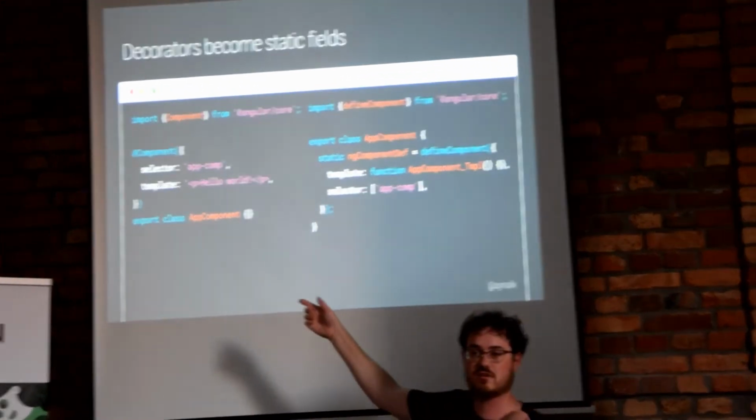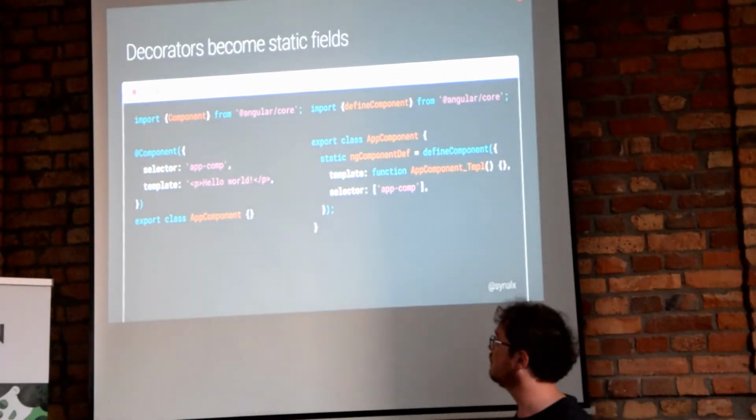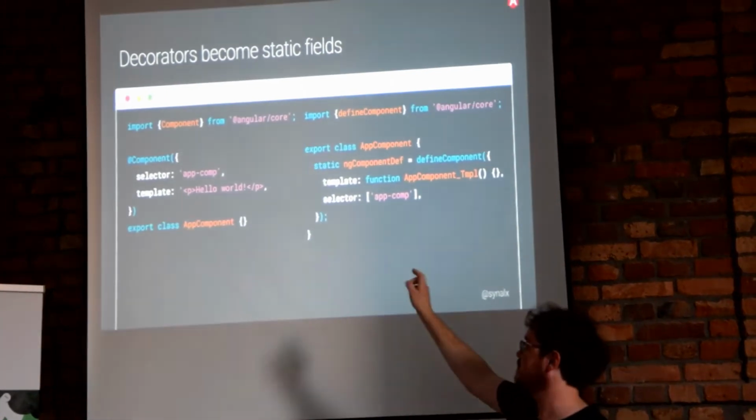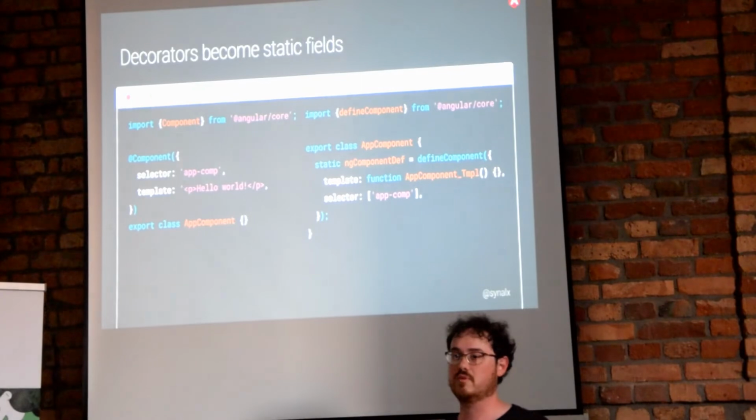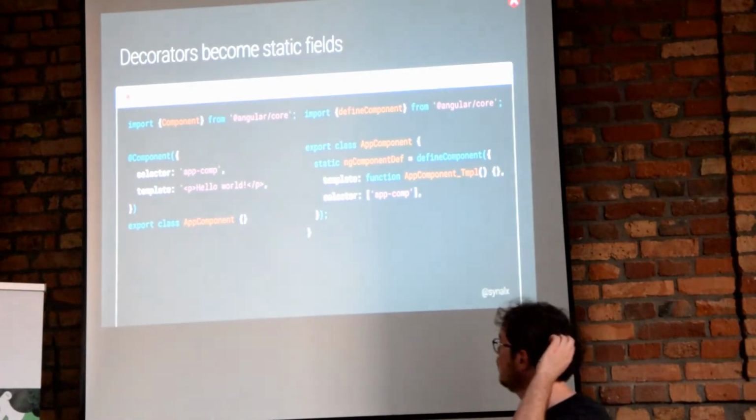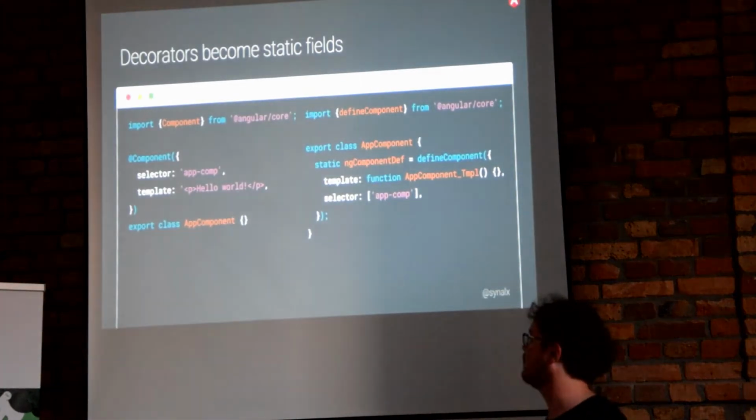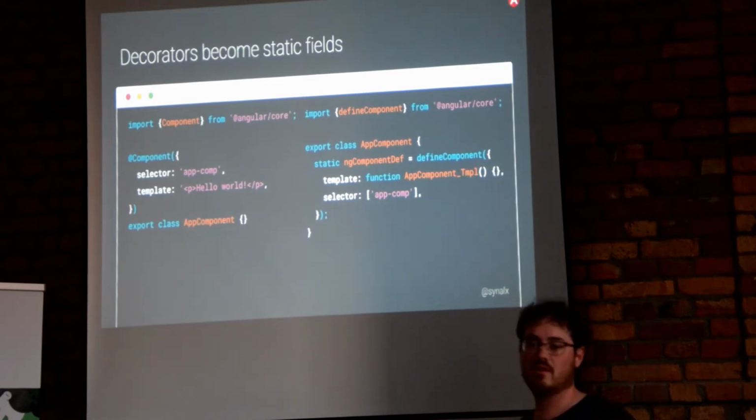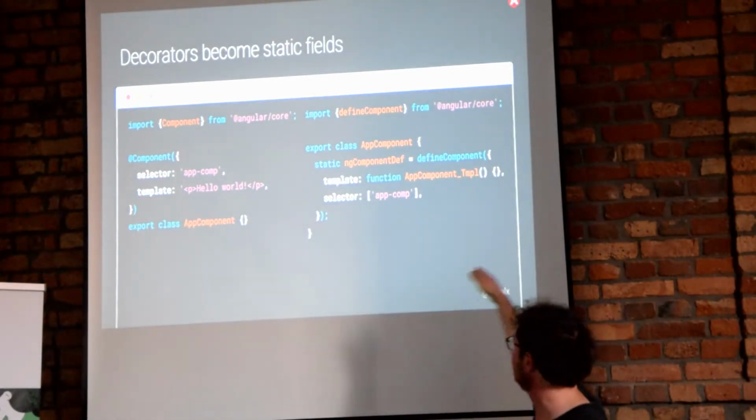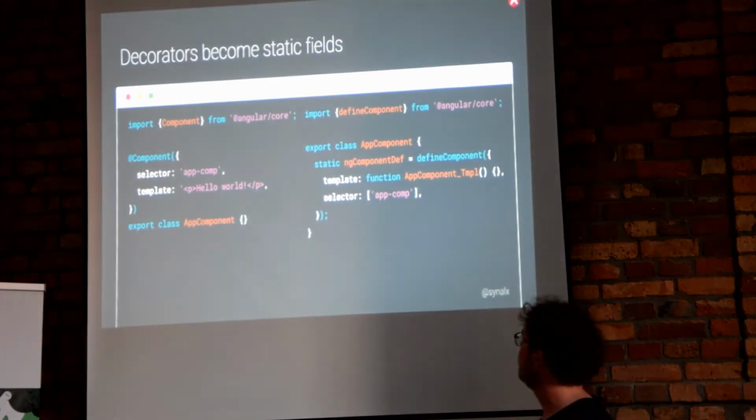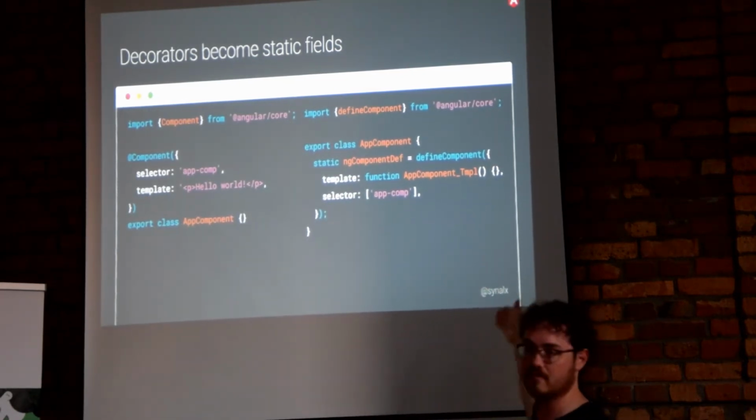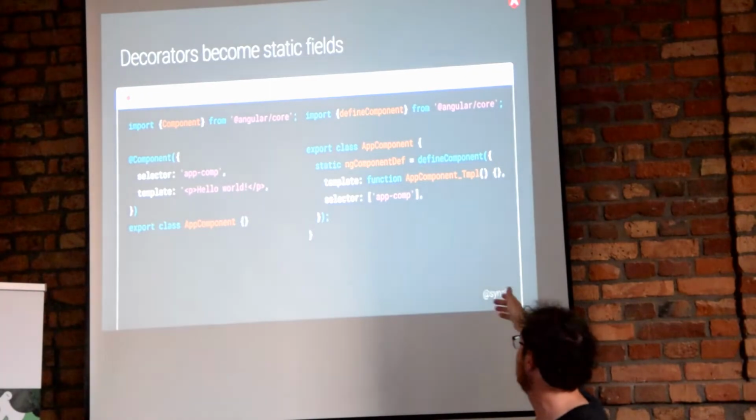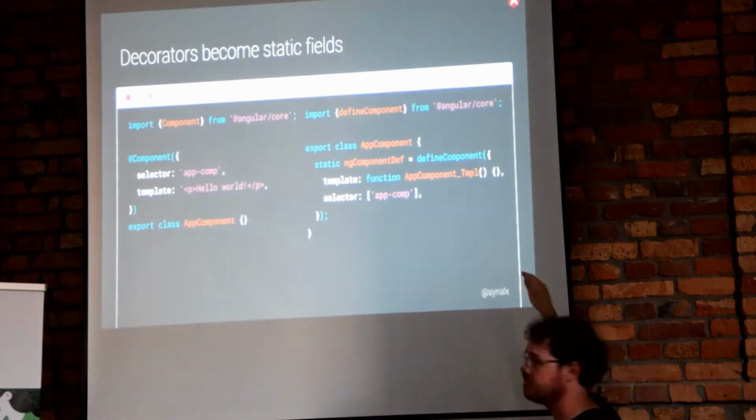So this is what that looks like in code. On the left is a standard Angular component definition. This component has a selector of app component. That's just the HTML tag name that's going to be used when you create an instance of this thing. And it has a template, which is a paragraph tag with hello world. And when you run our new Ivy compiler, what you get is the code on the right, where this app component class has an ng component def static field, and it calls this define component function.